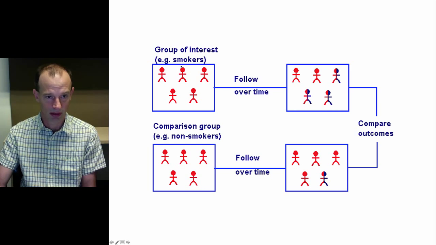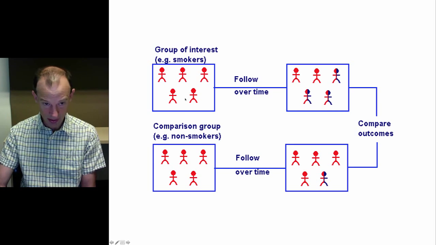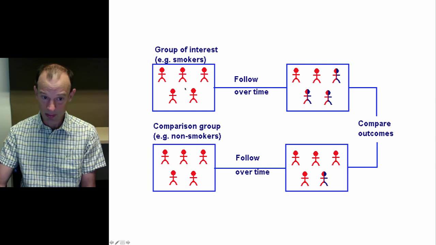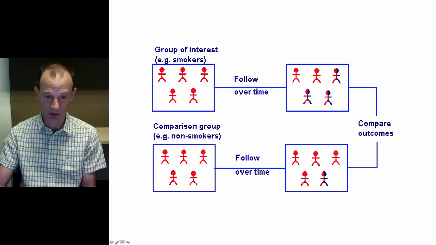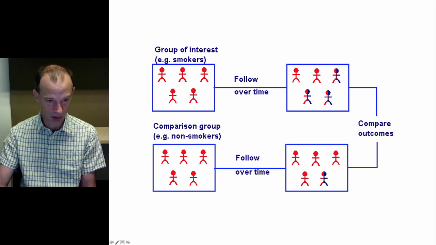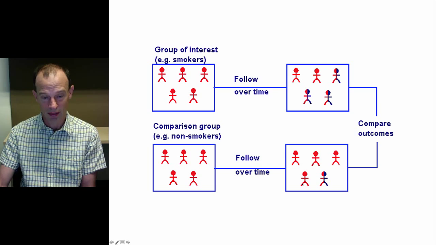So you have a group of interest, so a group of people that are smokers and a group of people who are non-smokers. In contrast to an experiment, you're not assigning who smokes or who doesn't smoke. You're just observing groups of people that choose to have these exposures. You follow them over time, both groups, and then you compare the outcomes in each of the two groups.